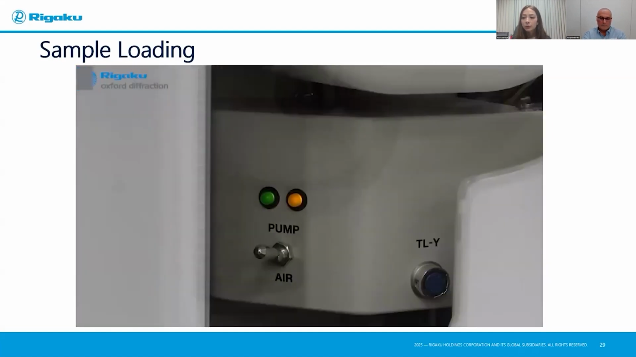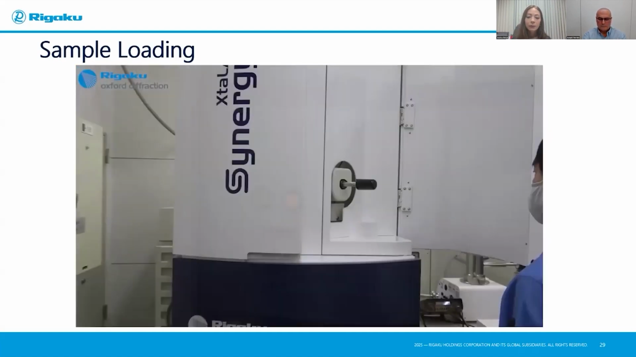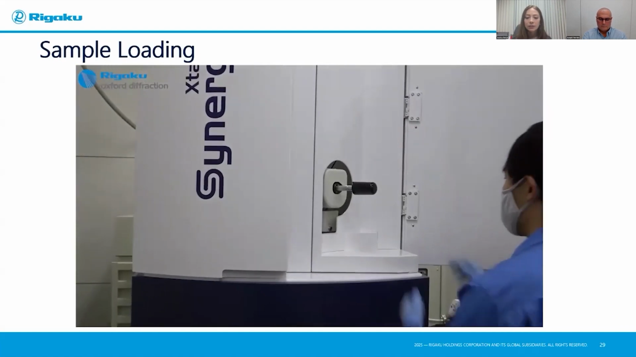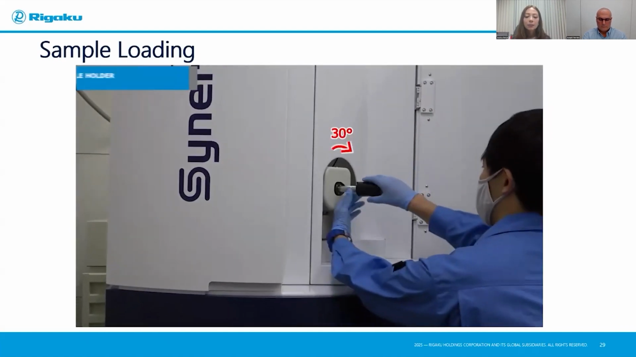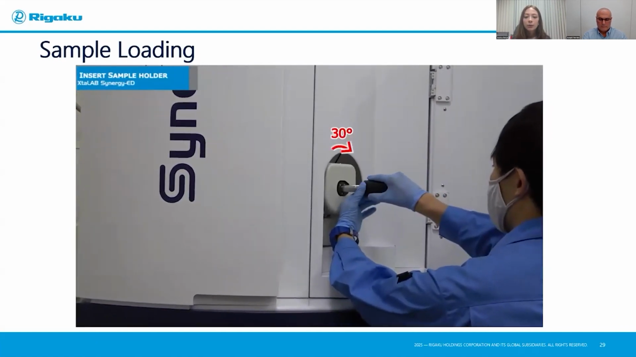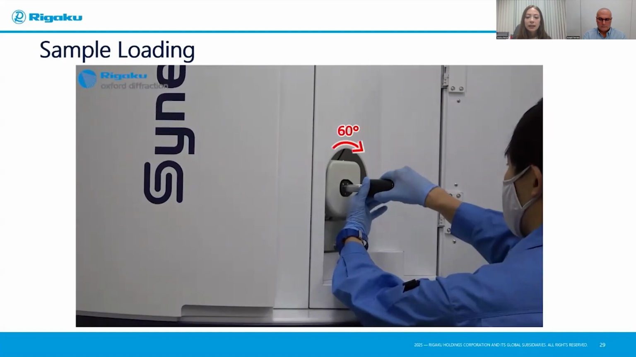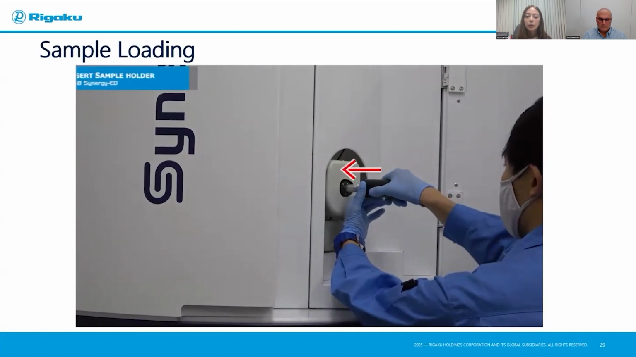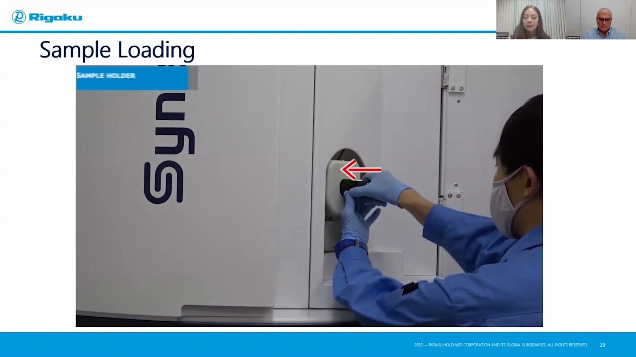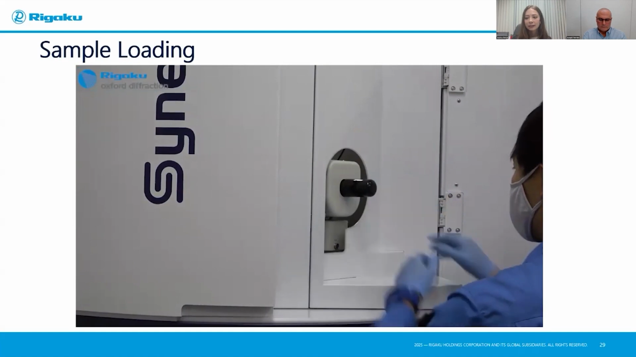We have this visual feedback of a green light when we are at the point that we can do this insertion. And at this point, we're going to rotate the sample rod, which will open a valve and allow us to then fully insert the holder. And we are then at the point that we can start to perform our data collection.